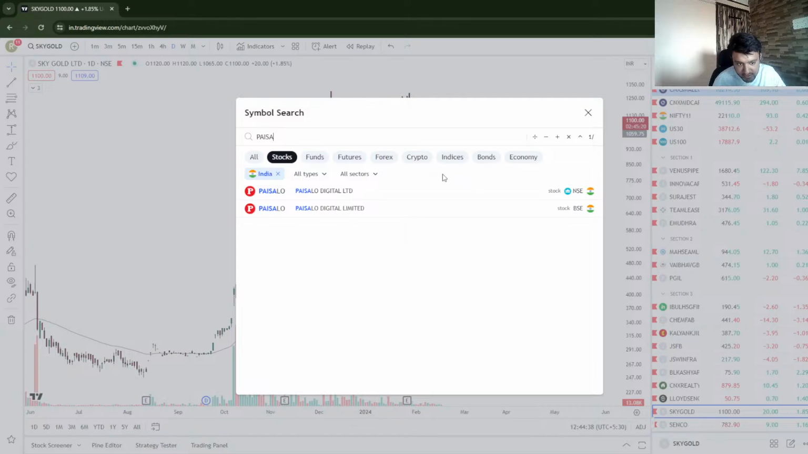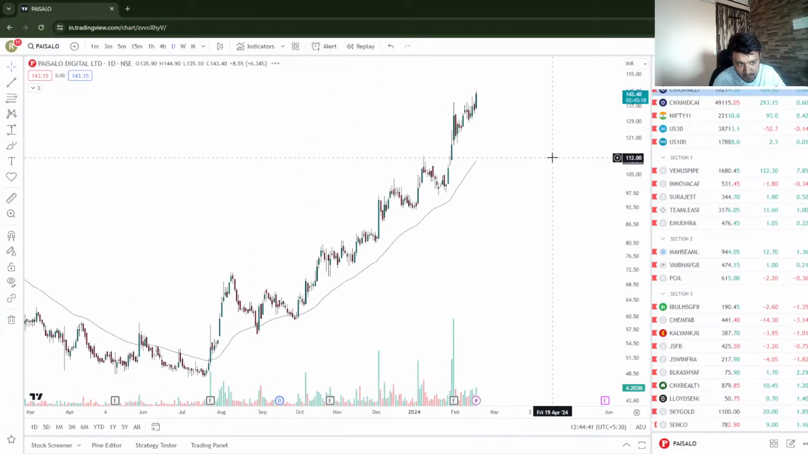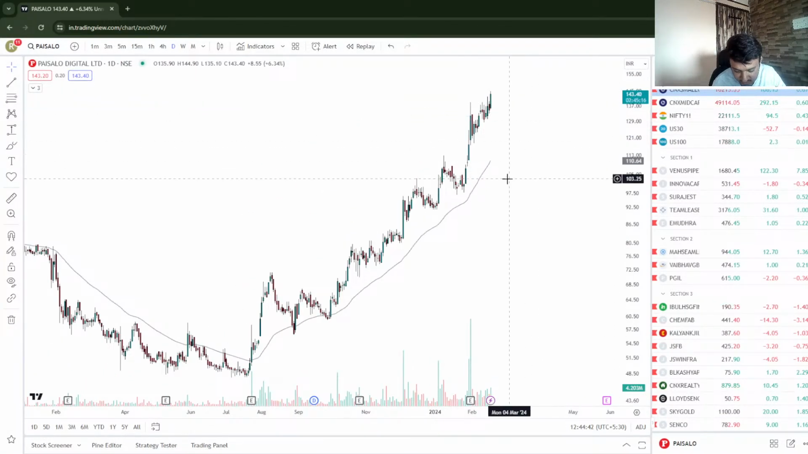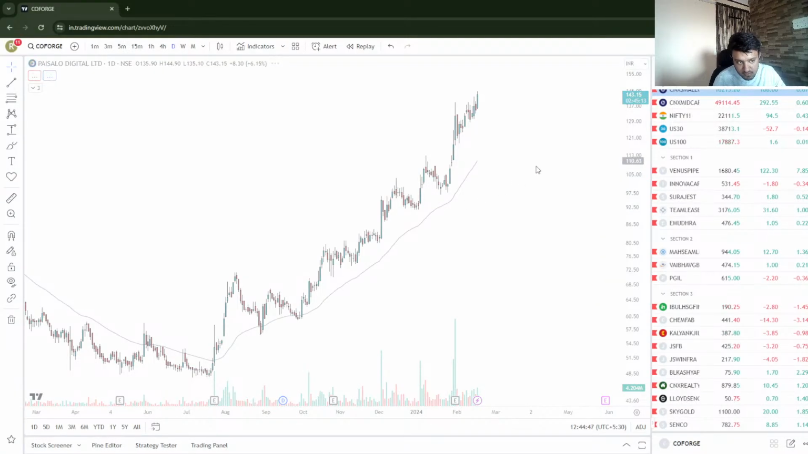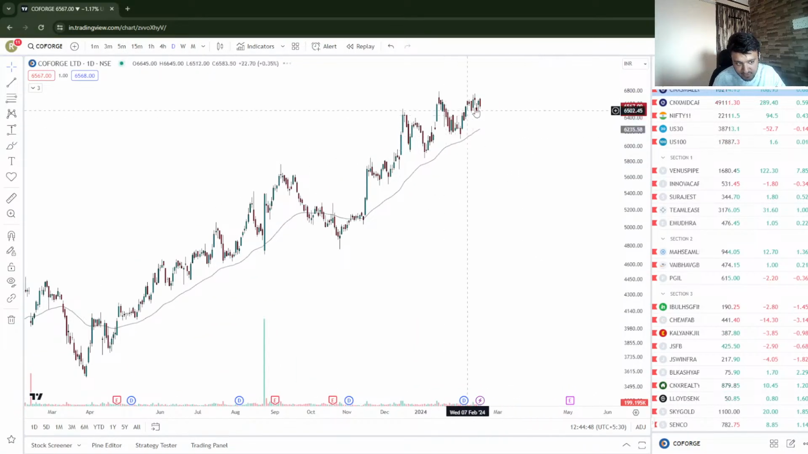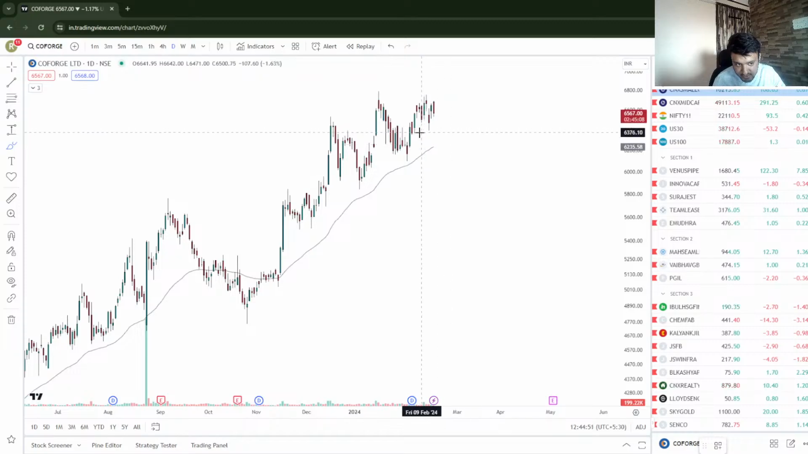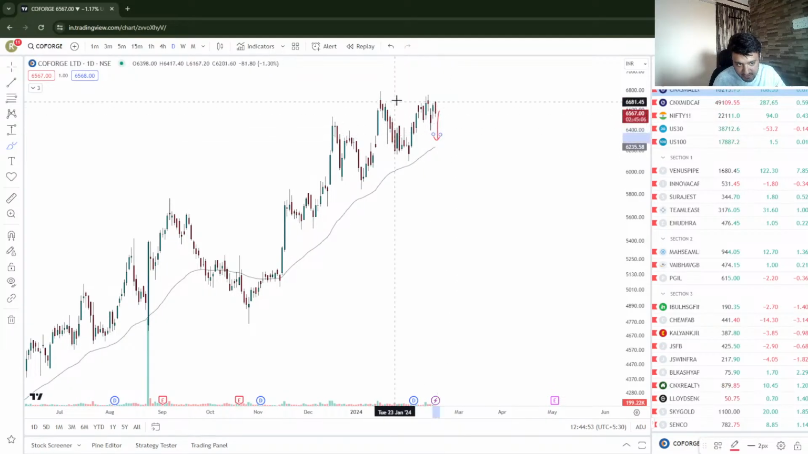Persistent is also an IT stock actually, but there is no setup here. It's already gone. Coforge, see, Coforge is pretty good, but the point is, look at how far it's from the EMA. Inside the current range, it's at the higher point.